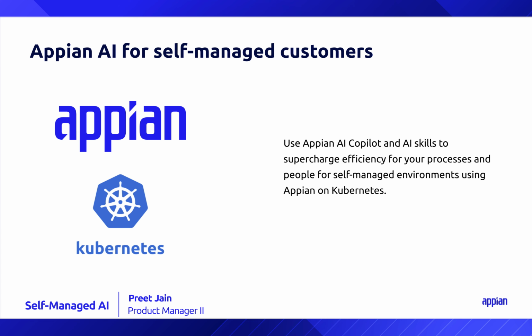Appian AI features are now available for self-managed environments using Appian on Kubernetes. With this release, you can use Appian AI Copilot and AI skills to supercharge efficiency for your processes and people. Review our configuration guidance to learn which services are needed to harness these powerful capabilities in your self-managed Appian environment.